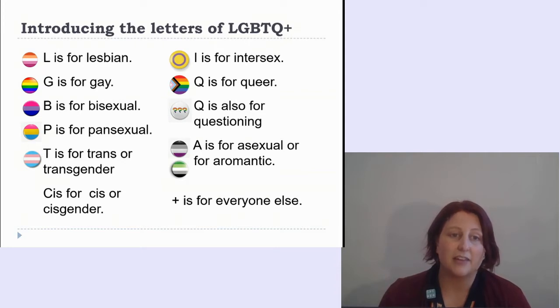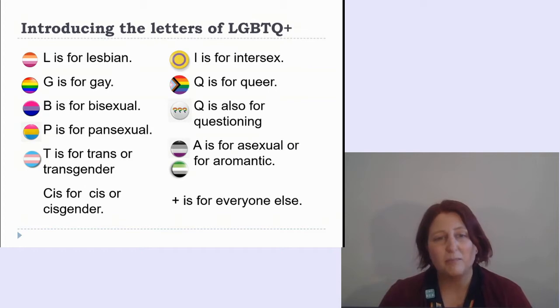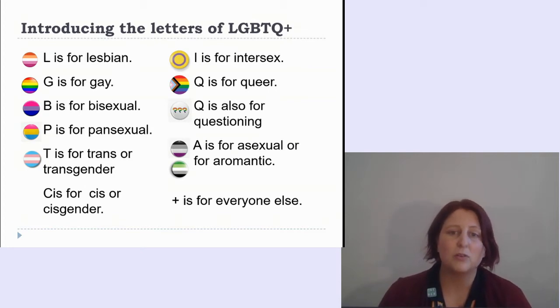G is for gay. This is a word used for people who are primarily or exclusively interested in their own gender for sex or romance. It's also sometimes used as an umbrella term for the whole LGBTQ+ community. But that can be quite rude, because people who don't call themselves gay but are still part of the LGBTQ+ community can feel excluded when other people refer to the gay community.